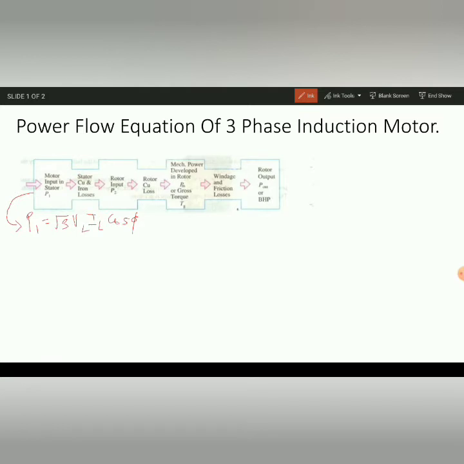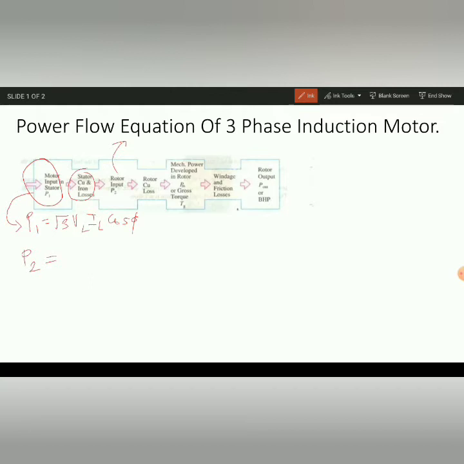The next one, after the stator loss, is the rotor input, that is P2. We assume the rotor input means the power we gave has become magnetic power. In terms of flux, it is linking the rotor, and in the rotor EMF is induced.